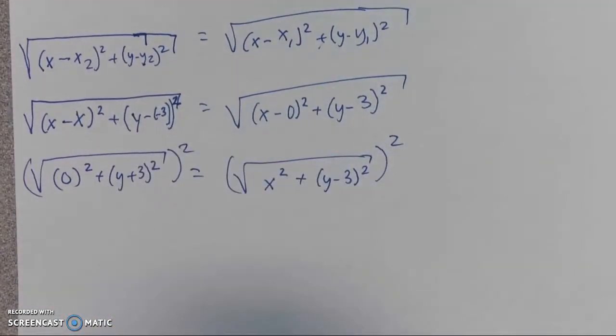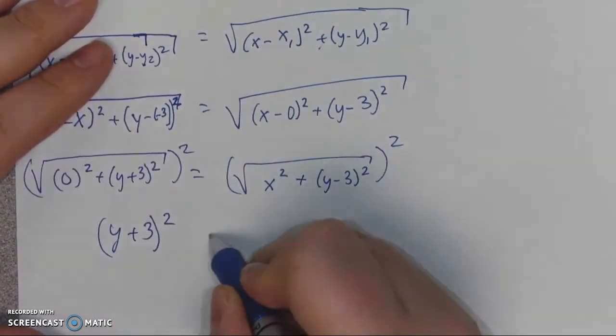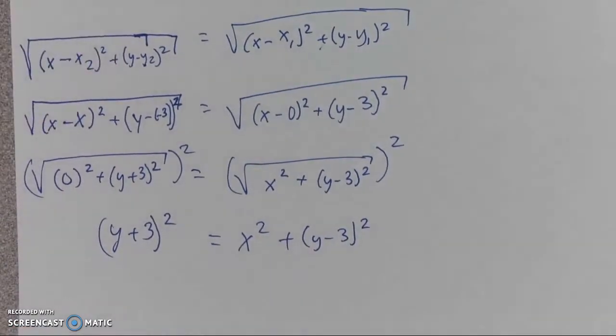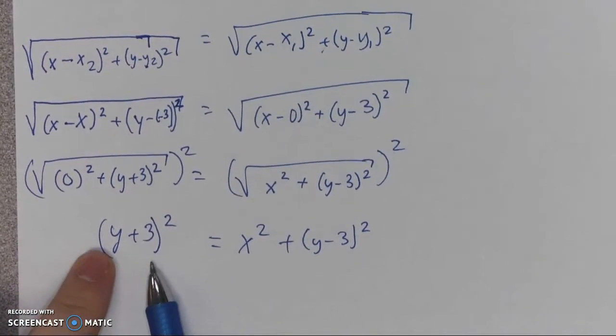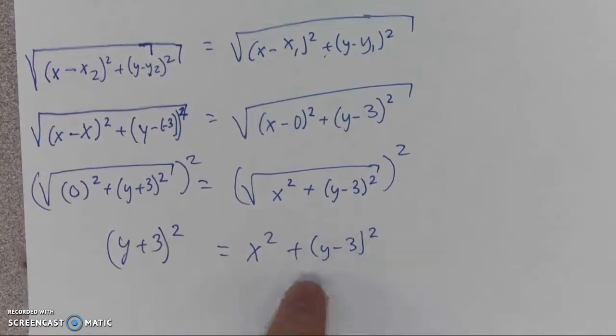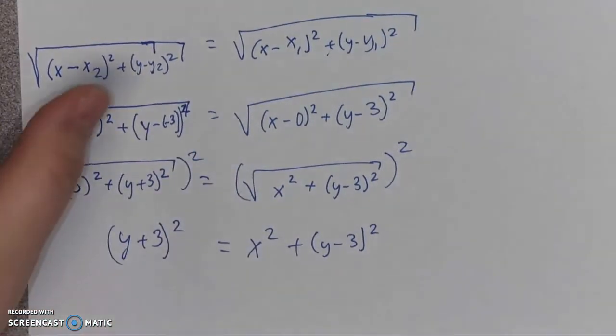So 0 squared is just 0. Y plus 3 squared is what's left on the left side, and x squared plus y minus 3 squared is left on the right. We want to solve this for y. So we're going to need either the FOIL or box method for y plus 3 squared, and then FOIL or box method for y minus 3 squared. So I'm going to do that on a separate sheet here.